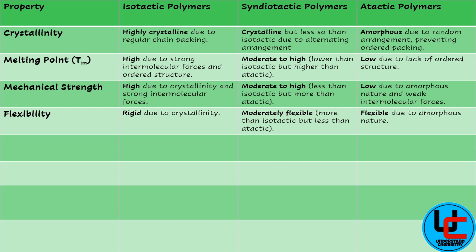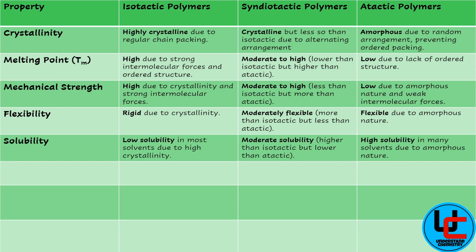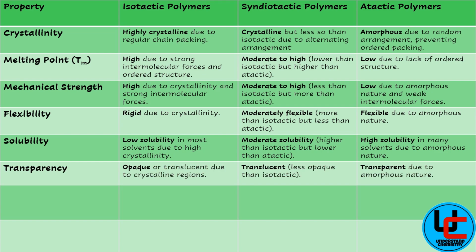Isotactic polymers are rigid due to their high crystallinity. Syndiotactic polymers are moderately flexible, more so than isotactic but less than atactic polymers. Solubility. Isotactic polymers have low solubility in most solvents because of their high crystallinity. Syndiotactic polymers have moderate solubility, higher than isotactic but lower than atactic polymers. Isotactic polymers are typically opaque or translucent due to their crystalline regions. However, syndiotactic polymers are translucent and generally less opaque than isotactic polymers.